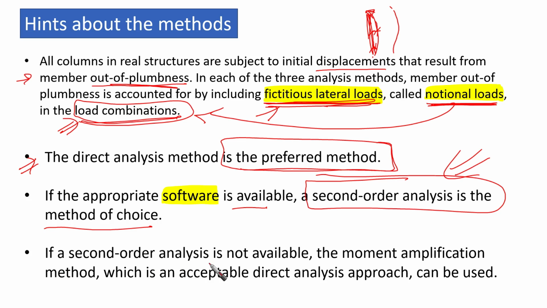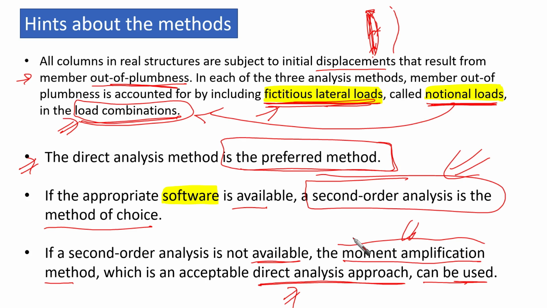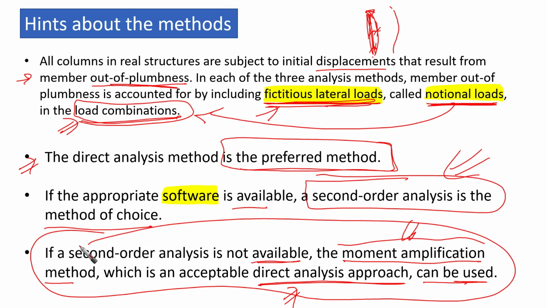If a second order analysis is not available, the moment amplification method, which is an acceptable direct analysis approach, can be used. So in this case, the effect of the second order is going to be accounted for through what we call the moment amplification method. And we are going to talk about this. The moment is going to be multiplied by an amplification factor, and this amplification factor is going to give us the effect of the second order.